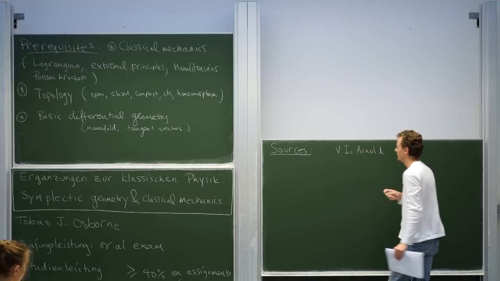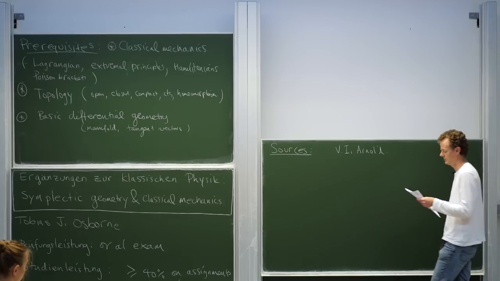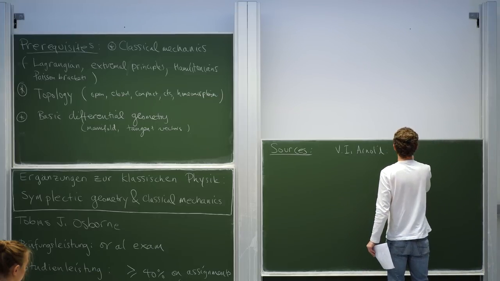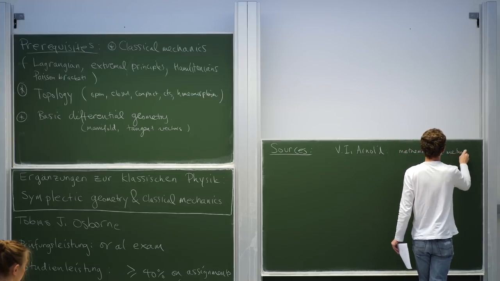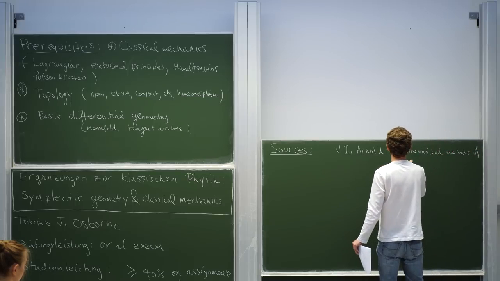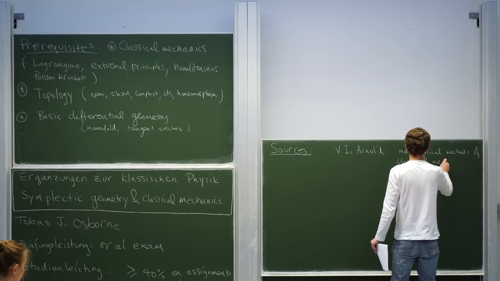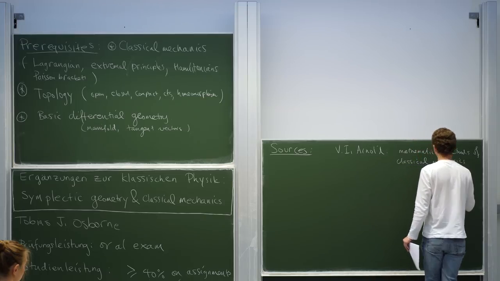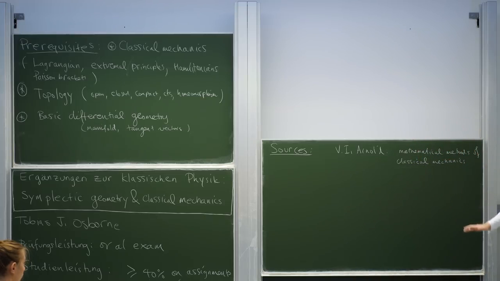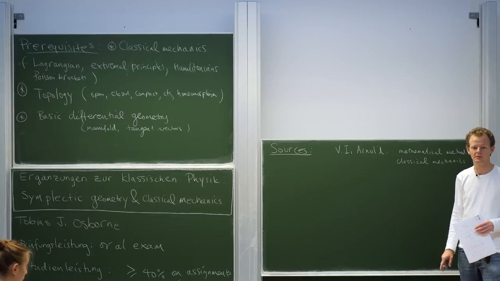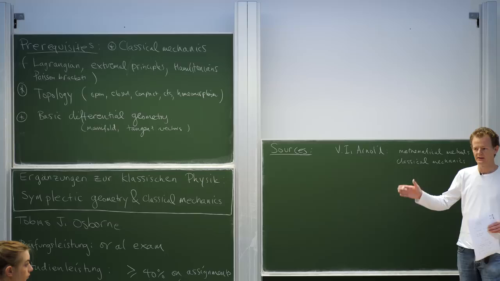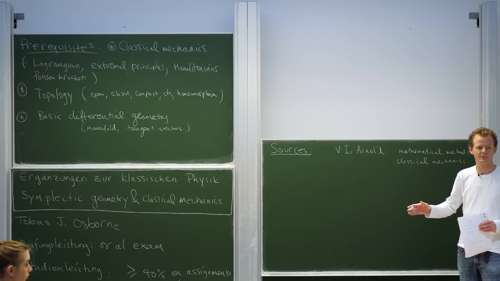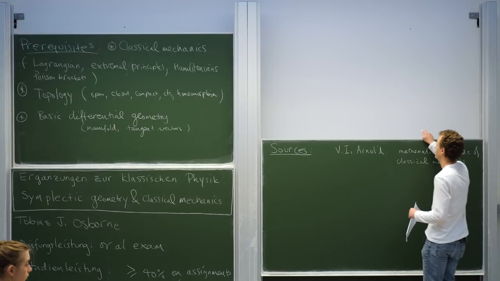Now, ultimately, the best text to follow is that of Arnold on the mathematical methods of classical mechanics. This is really the canonical reference for this subject matter. It starts out super basic, this book. You learn about Lagrangians and Newtonian mechanics and so on at the beginning of the book. The subject material in this course will be sort of starting about halfway through the book. So if you're a bit unclear on things.